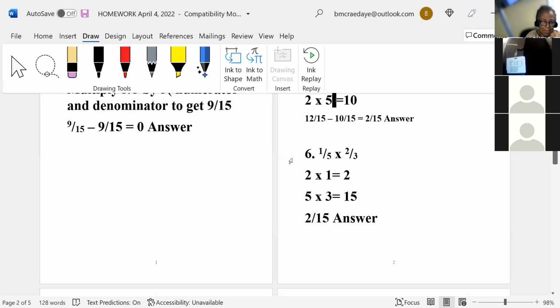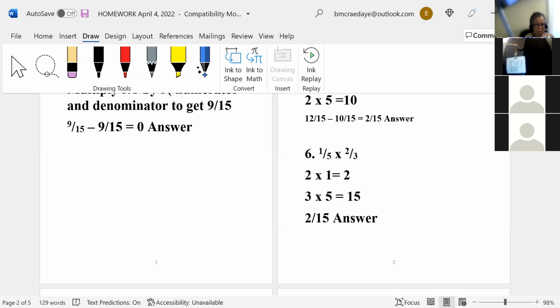So the numerators are 1 and 2, so 2 times 1 is 2. And the denominators are 5 and 3, so 3 times 5 is 15. So you don't have to do any conversions, just straight multiplication.